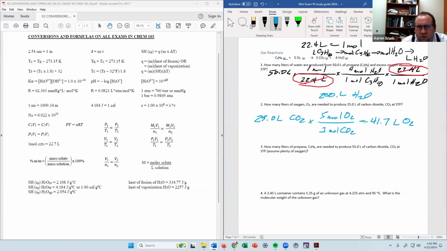Now let's just assume, because I can see that the next question is also very, very similar, let's just make a slight adjustment here. How many grams of propane are needed to produce 55 liters of carbon dioxide? In this particular case, I can't just skip and use the mole ratio. I am going to have to do the whole thing. So I'm going from liters of carbon dioxide to moles, moles of carbon dioxide to moles of propane, and then finally, moles of propane to grams.